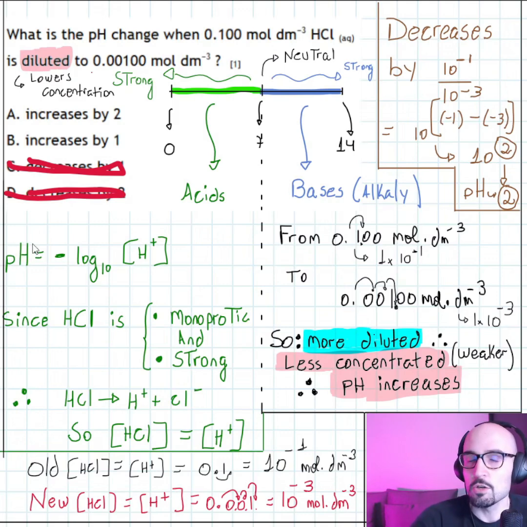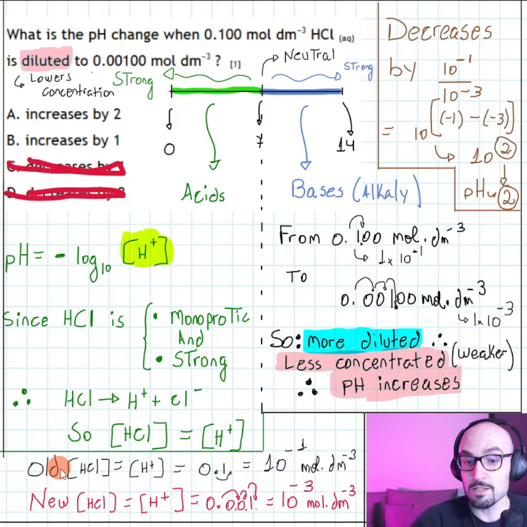What else do we need to know? We need to know that the pH is equal to the negative log base 10 of the concentration of H+, and that HCl is monoprotic, which means that HCl dissociates into one H+ and one Cl-. The coefficients are all 1. So the concentration of HCl provided in the question is equal to the concentration of H+ that we are going to use for our calculations.